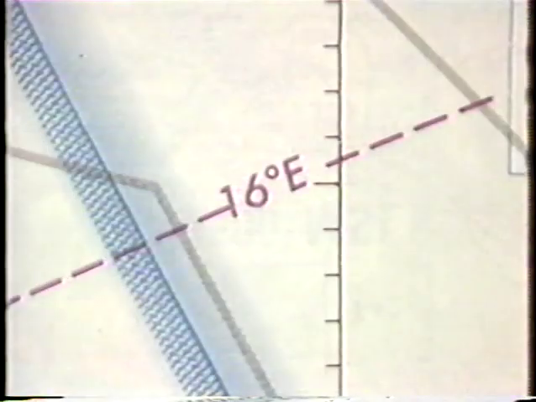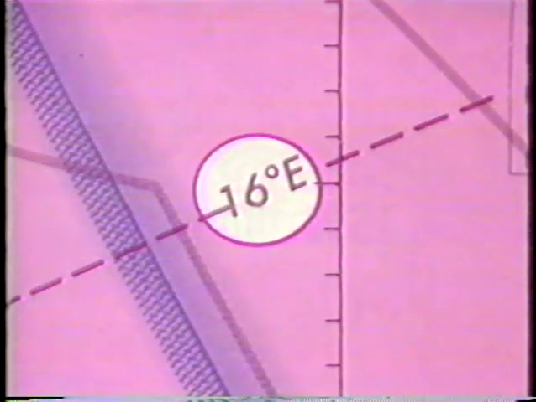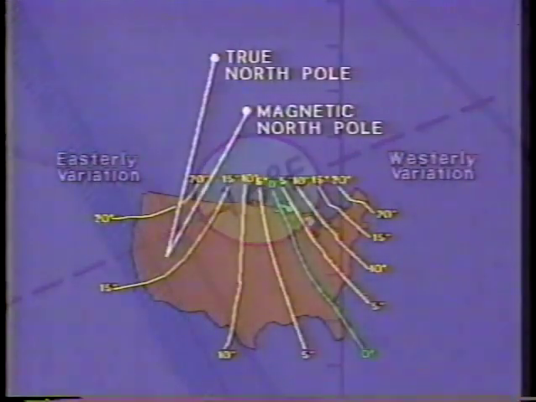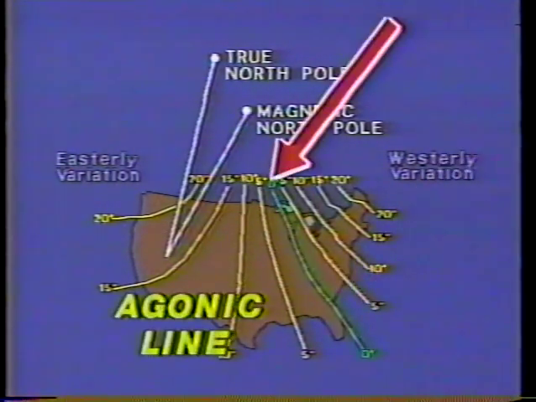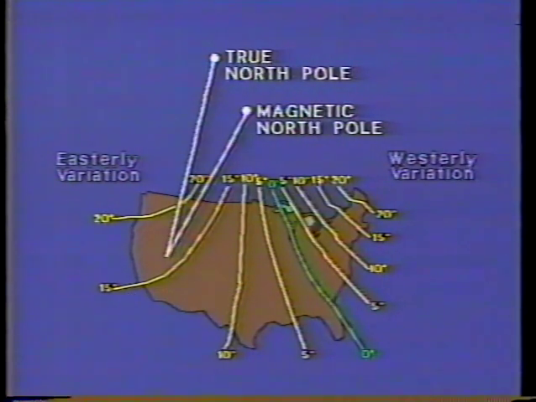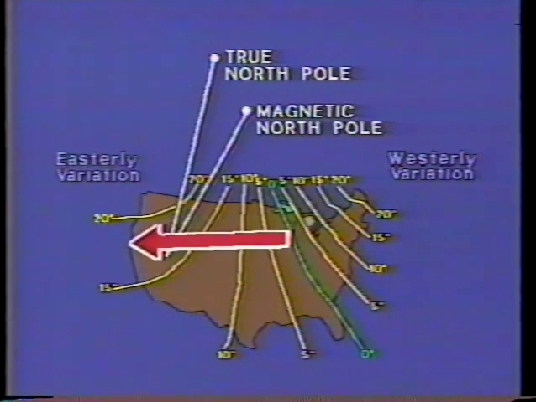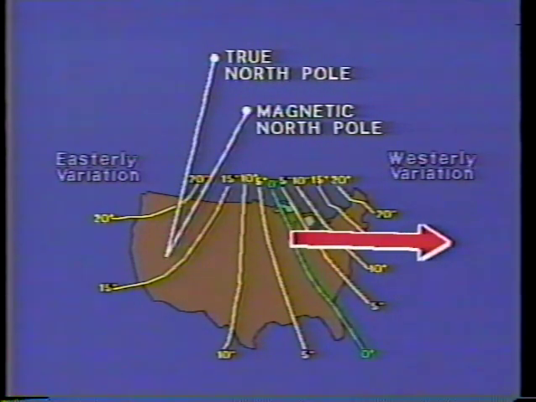These are isogonic lines. They are labeled with the amount of variation in degrees and the cardinal symbol E for east or W for west, indicating where the variation is with respect to true north. The line of zero variation is called the agonic line. All locations west of the agonic line have easterly variation. Locations east of the agonic line have westerly variation.